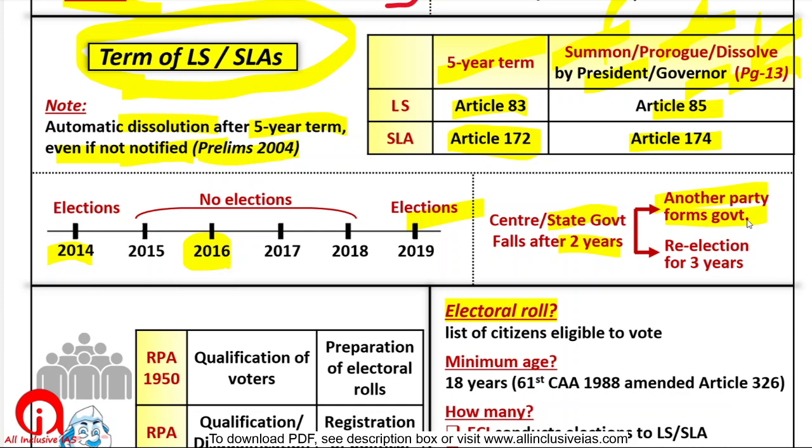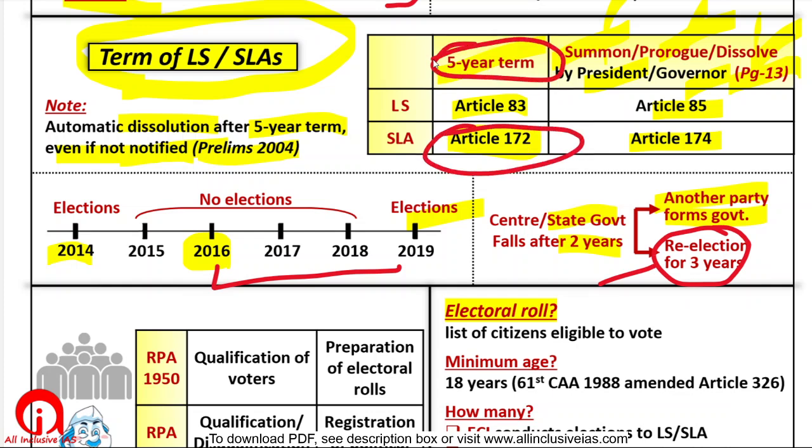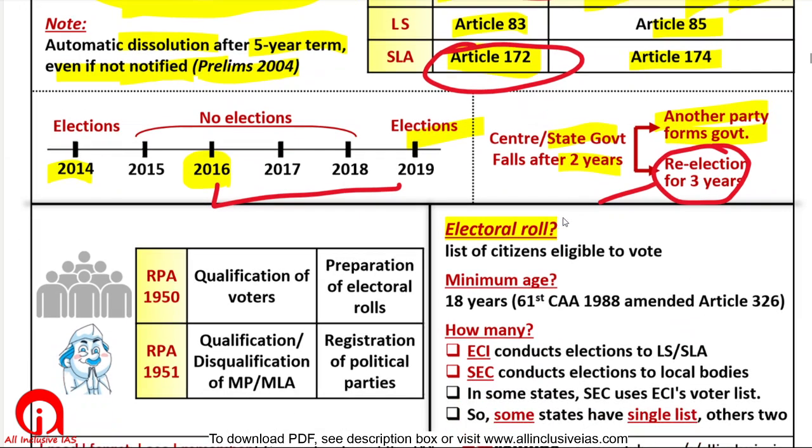But yes, technically, two things can happen. Either another party will form the government, or there will be re-elections. In case there is a re-election, then the term of the new assembly will only be 3 years and not 5 years. That is one of the solutions. So for these things you have to amend the constitution, because in constitution it is written that there is 5-year term for state assemblies. Fine.